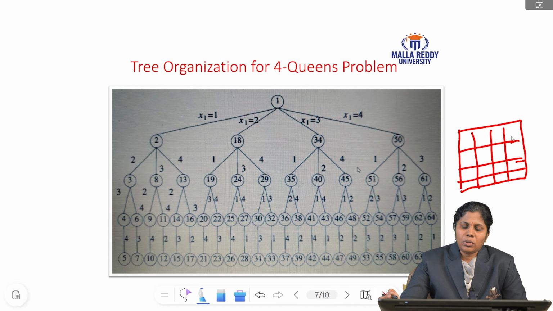Hence, the root node starts with 4 possibilities for assigning a value for x1. Similarly, after placing x1, there are only 3 options available for placing x2. Similarly, 2 options for placing x3 and only 1 option left for placing x4, that is queen 4. This is how we have numbered the nodes according to depth first search, applying the implicit constraint that no two xi's must be the same.